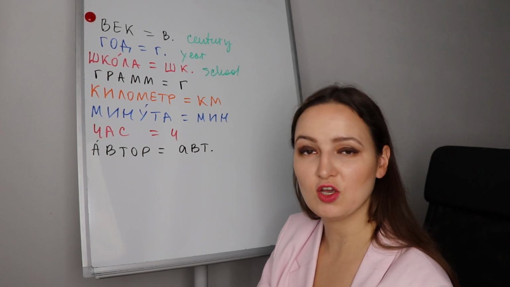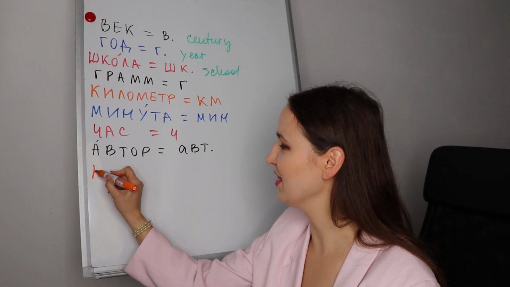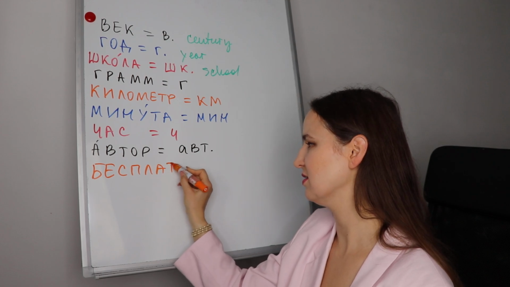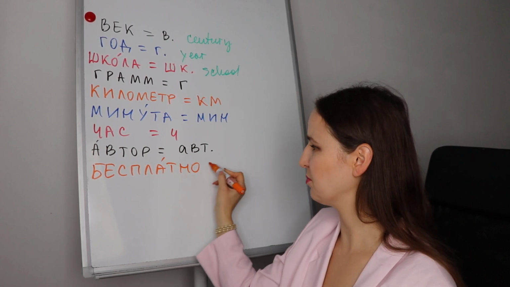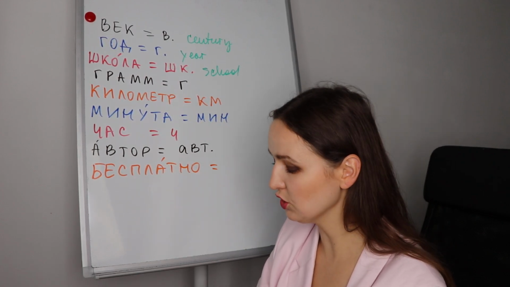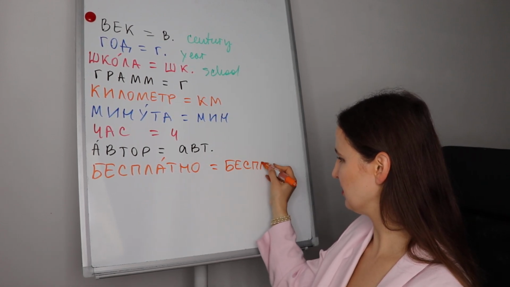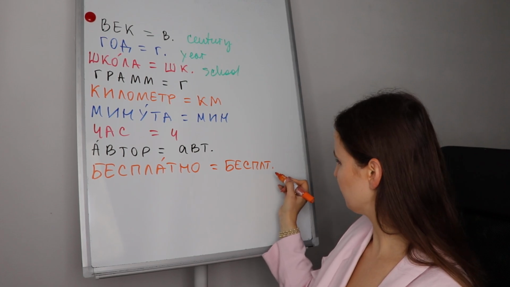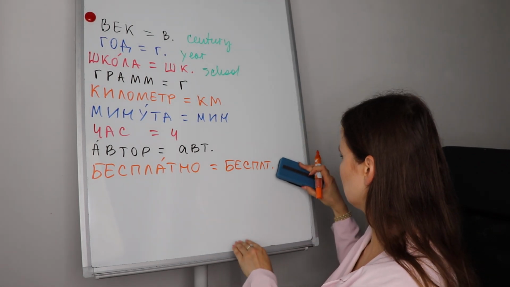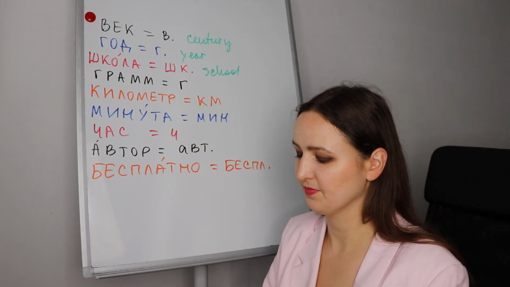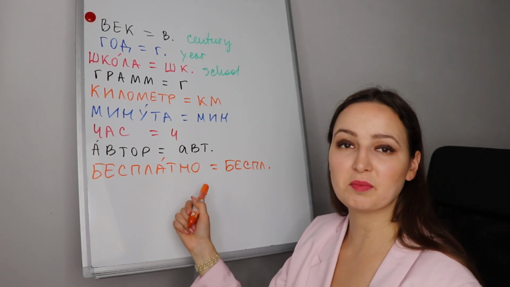Бесплатно. Free of charge. We will abbreviate as... Oh, not without the, sorry. Беспл. With a dot. Бесплатно.